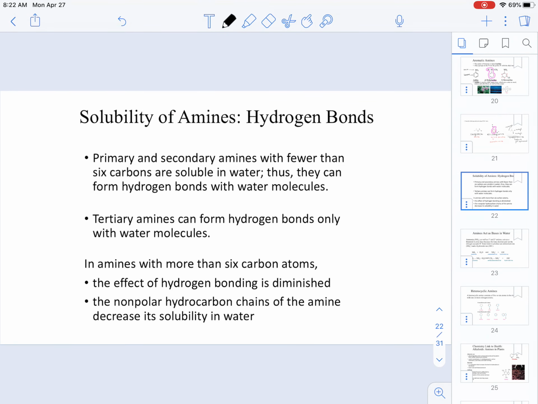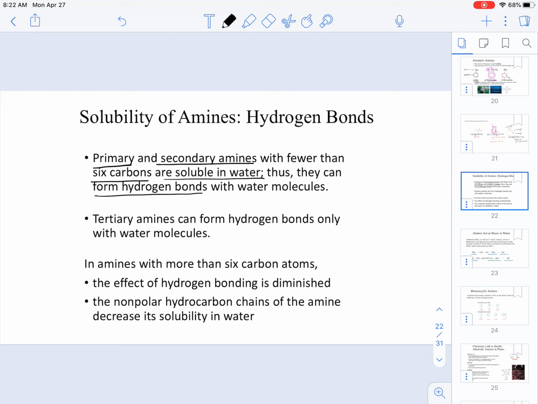Now let's move on to talk about the solubility of amines. Amines are going to be molecules that can undergo hydrogen bonding, not only with themselves, but also with water molecules. Understand that primary and secondary amines with fewer than 6 carbons are soluble in water, okay? And they're soluble in water because they can form hydrogen bonds with water molecules.